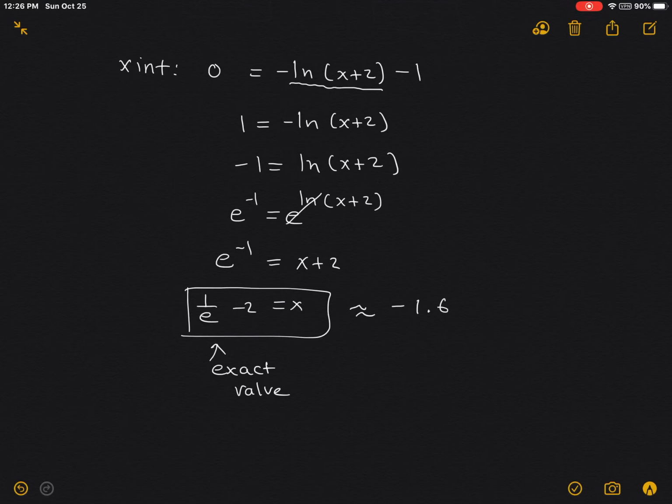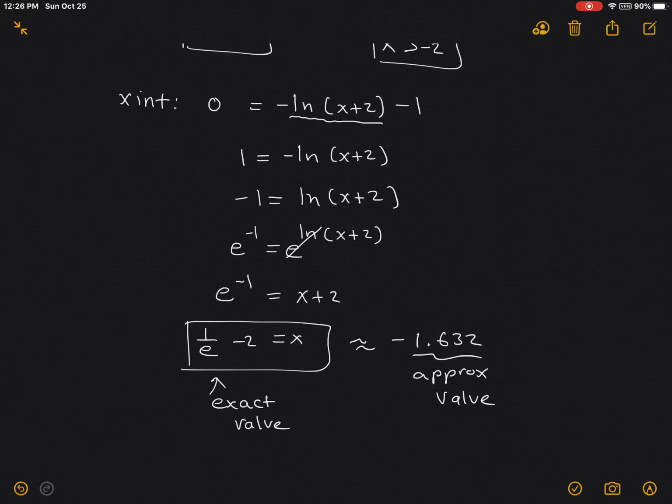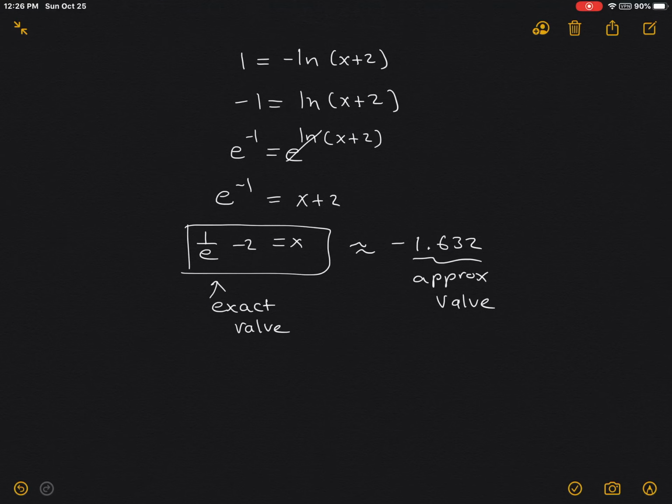And the approximate value is when you enter on your calculator -1.632. This is the approximate. This is what you will get if you go to Desmos. But in order for me to ensure that you understand how to solve the log equation, I ask that you give me the exact value.